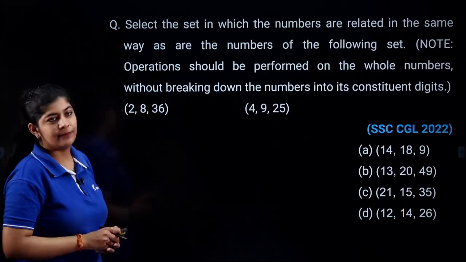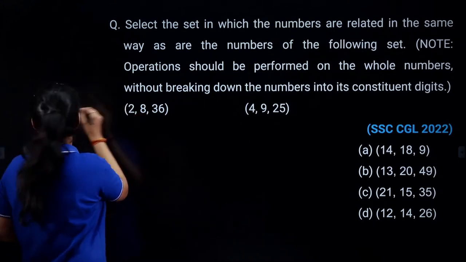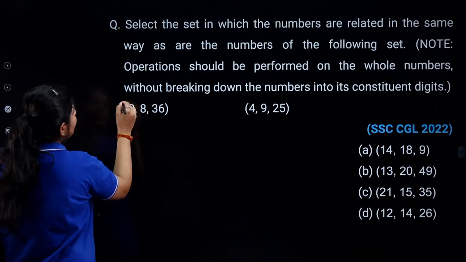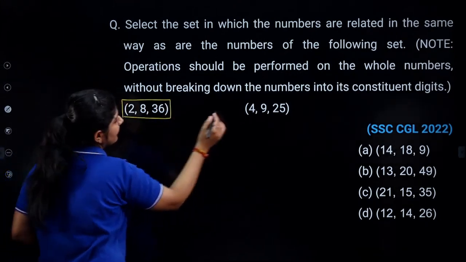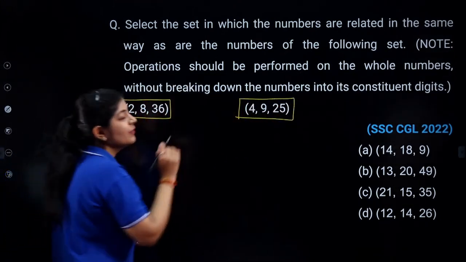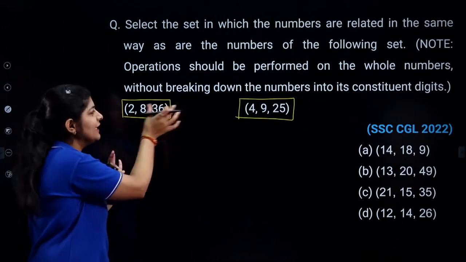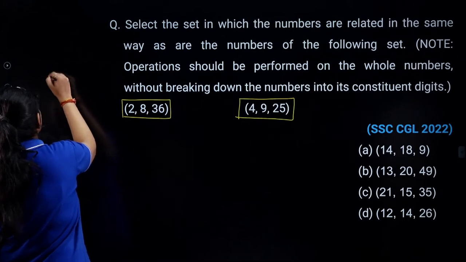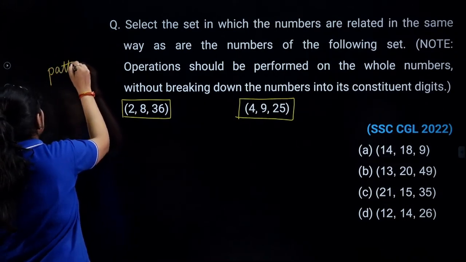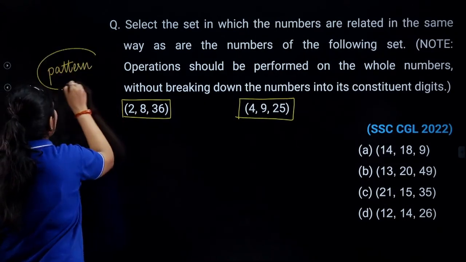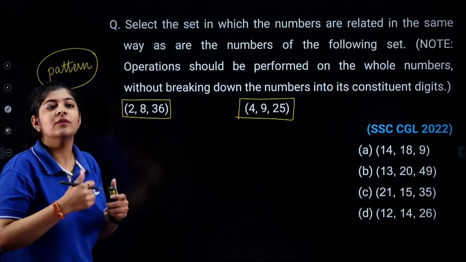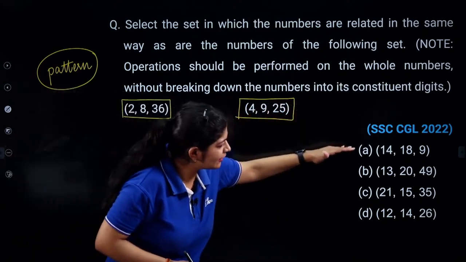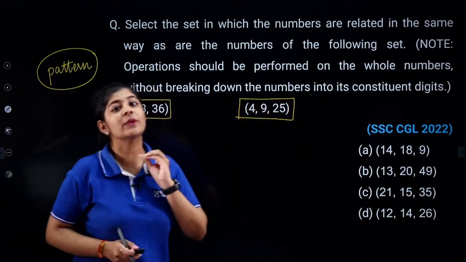Now what does it mean? Here we are having two different numbers, and there is some pattern hidden between these two sets. First we have to identify the pattern over here, and then apply the same pattern to the options and check which option is correct.